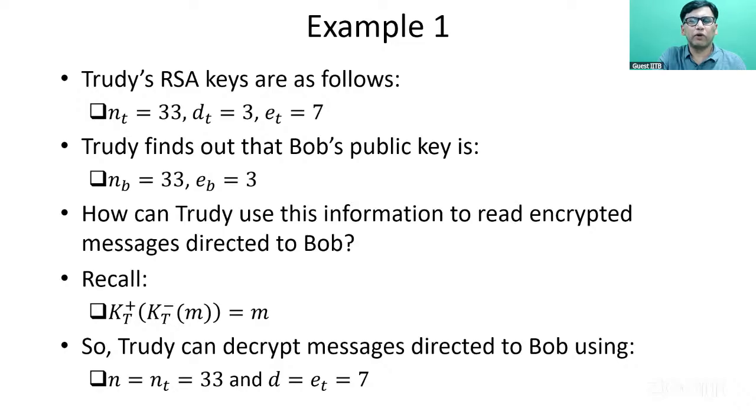So in this case, Trudy can use the fact that Bob's public key happens to coincide with Trudy's private key, and this decryption technique exploits the fact that the operations of encryption and decryption, that is application of public key and private key, can be applied in either order, and the algorithm still works correctly. Okay, so that concludes our first example. There don't seem to be any questions.